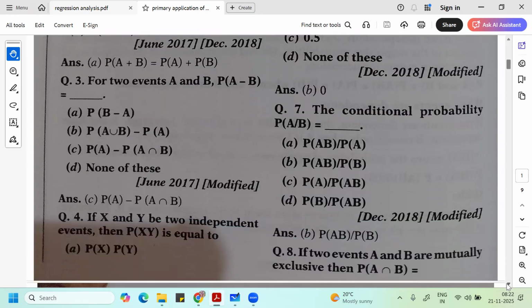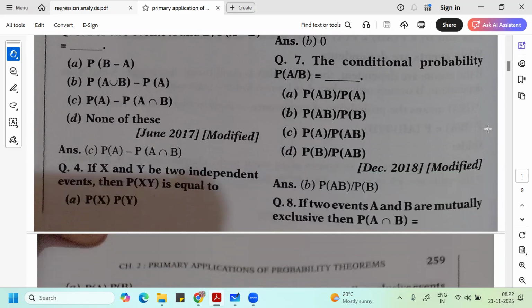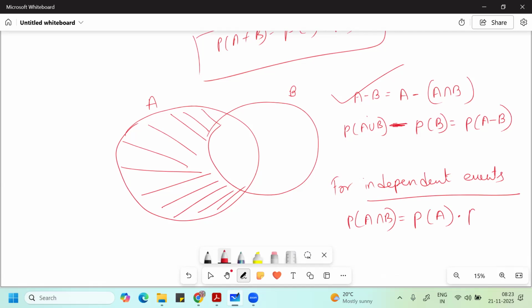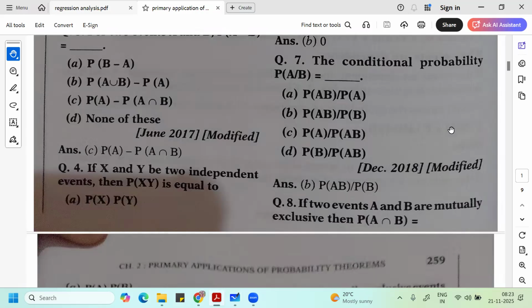Then question number 4. If X and Y are two independent events, then X into Y. Just remember that for two independent events, probability of A intersection B is equal to probability of A into probability of B. Option A is the answer.